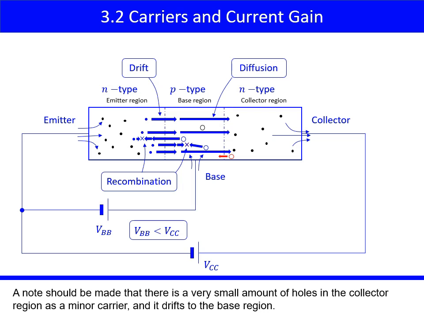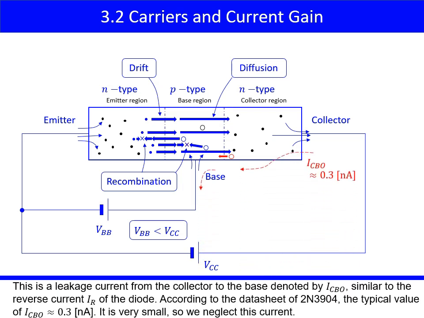A note should be made that there is a very small amount of holes in the collector region as a minor carrier, and it drifts to the base region. This is a leakage current from the collector to the base denoted by ICBO, similar to the reverse current IR of the diode. According to the data sheet of 2N3904, the typical value of ICBO is approximately equal to 0.3 nanoamps. It is very small, so we neglect this current.